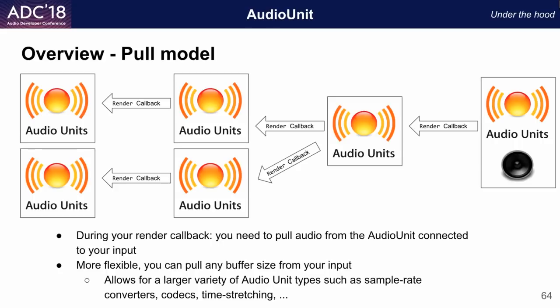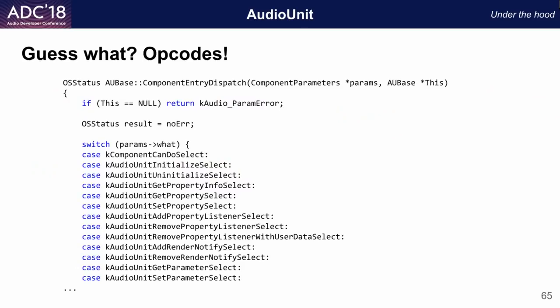So it allows you to do converters, codecs, time stretching, those kinds of things. Now, under the hood, it also uses an opcode model. They call it selectors, not opcodes, but it's just the same ugliness, right? It's a huge switch statement of thousands and thousands, well, not thousands. Tens. I counted it. I think it's like 70 or something. So, select statements to invoke your functions.